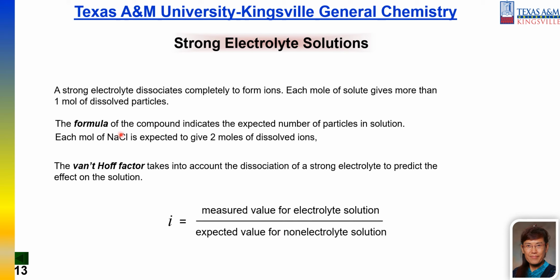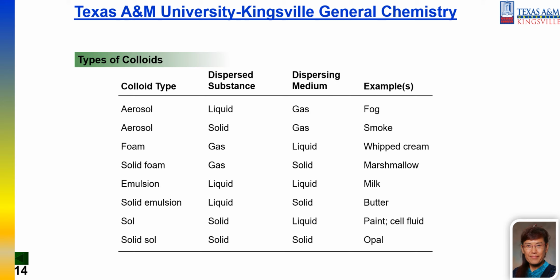And your sodium chloride breaks down to 1 mole sodium, 1 mole chloride. 1 plus 1, it will be 2 moles of the dissolved ions. 2 divided by 1, that's the i factor for your sodium chloride. Also, next class, we are going to do the calculations. And then followed by is different types of colloid.